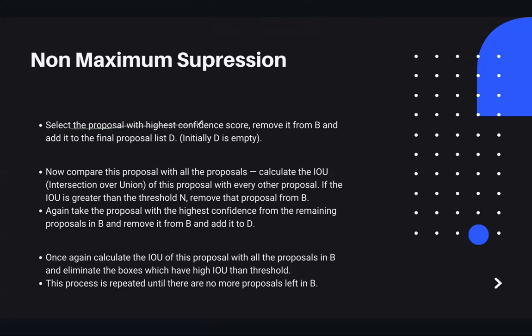Select the proposal with the highest confidence score. So we go to that 0.99. Remove it from B. B is basically the list of potential objects that the model has proposed. And add it to what we call the final proposal list. Let's name it D. So D right now has only one value, which is the object with the highest score. Compare this proposal with all the proposals. Calculate intersection over union. If the intersection over union is greater than n, remove that proposal completely. That means it's a duplicate. So we find the duplicate and we remove it.